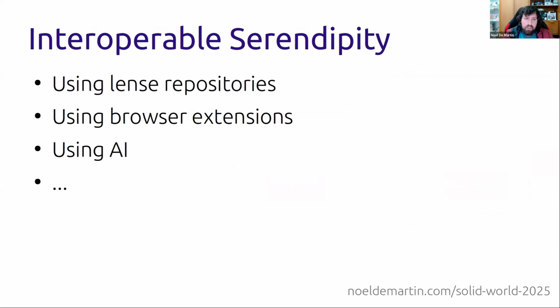So I have given you some ideas of how we could reach interoperable serendipity, but I'm sure there are more I'm not thinking about.